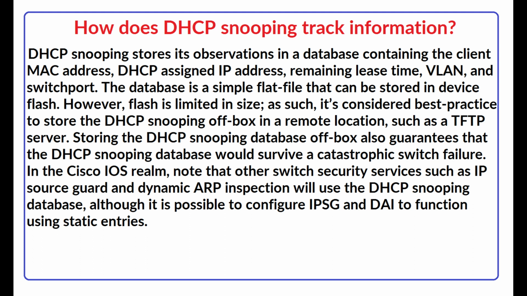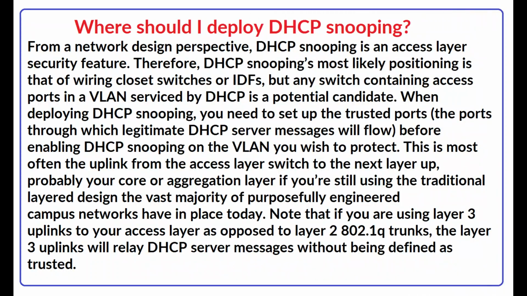switch failure. In the Cisco IOS realm, note that other switch security services such as IP Source Guard and Dynamic ARP Inspection will use the DHCP snooping database, although it is possible to configure IPSG and DAI to function using static entries. Where should I deploy DHCP snooping?